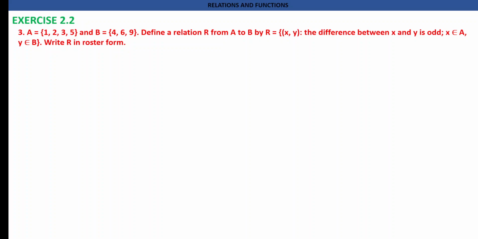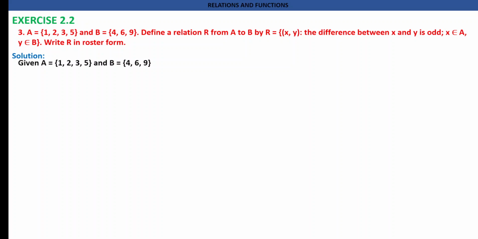Let us see question number 3. A is equal to {1, 2, 3, 5} and B is {4, 6, 9}. Define a relation R from A to B by R = {(x, y) : the difference between x and y is odd, x belongs to A, y belongs to B}. Write R in roster form. Given A = {1, 2, 3, 5} and B = {4, 6, 9}.